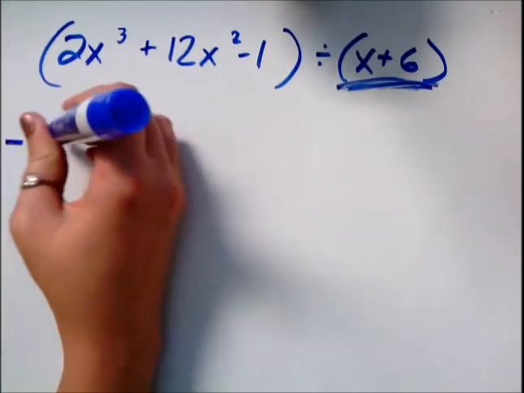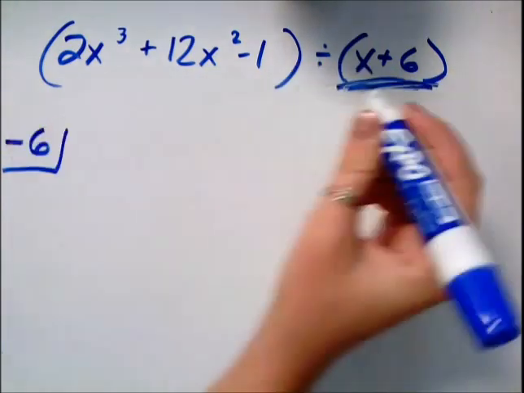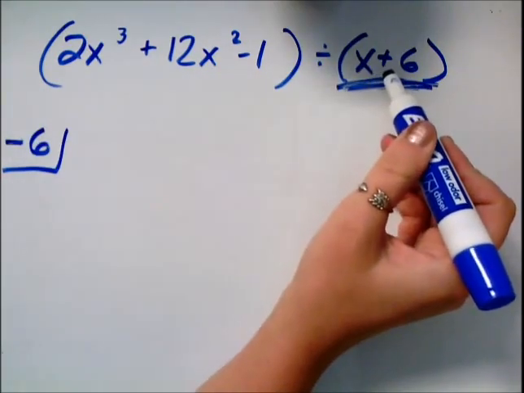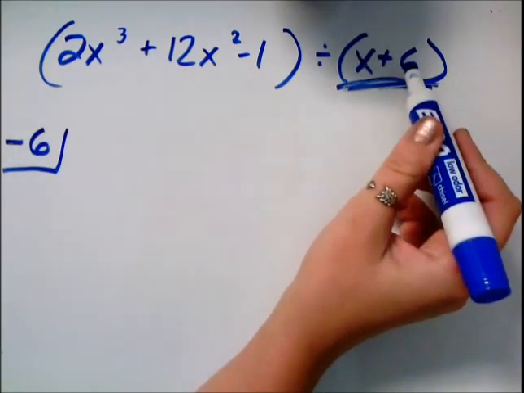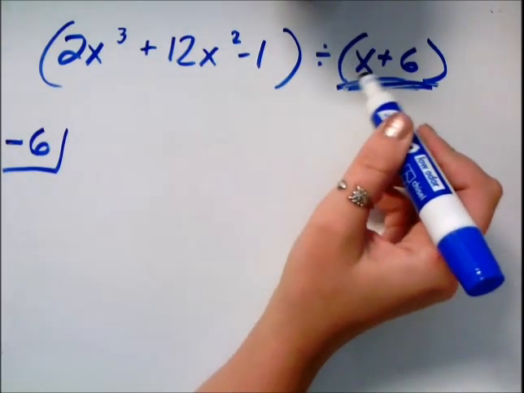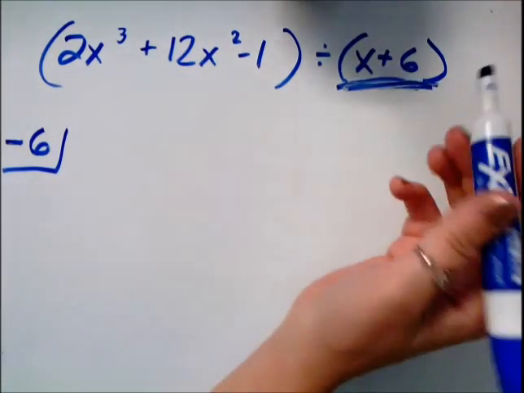And so I start out by saying, okay, I'm going to put negative 6 over here in the box. So I always do the opposite. X plus 6, so I put minus 6, like what would make that whole thing equal to 0. So it's always the opposite sign.